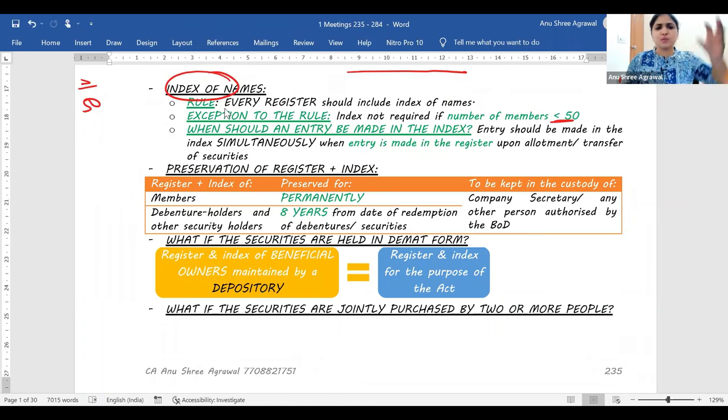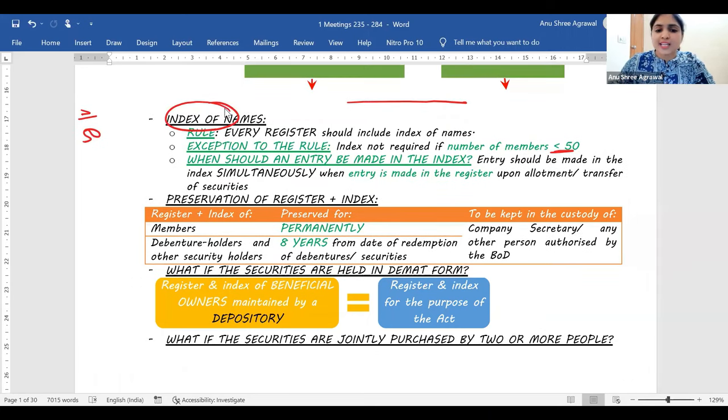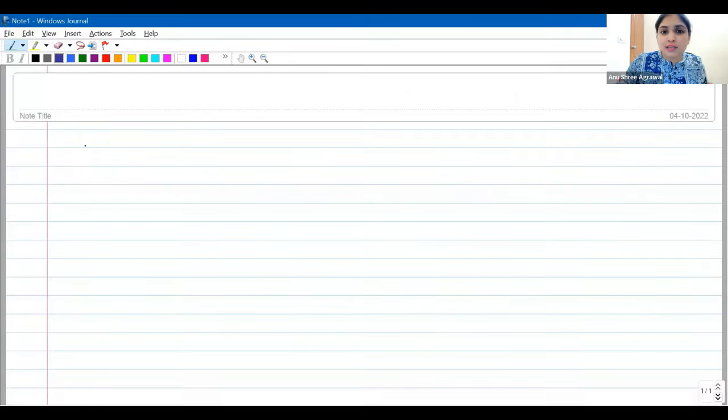This index will have details about all the shareholders, just like how it's easy for you to refer to your textbook with an index. In the same way, it will be easy to refer to the register with the help of this index. So what we're going to do is, as we keep learning, as we come across limits, we will keep making a note of the limits. What are the important things we've come across till now, which we might forget?